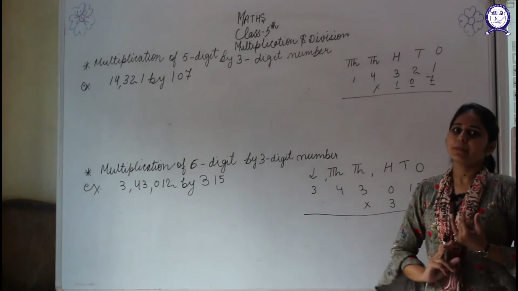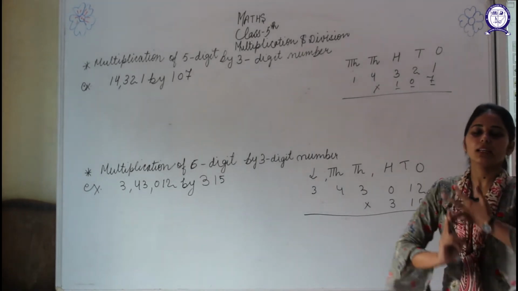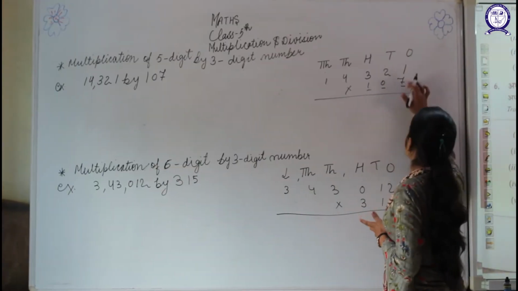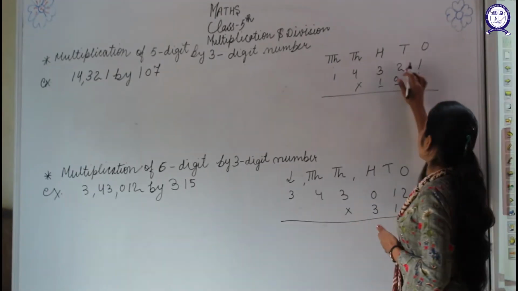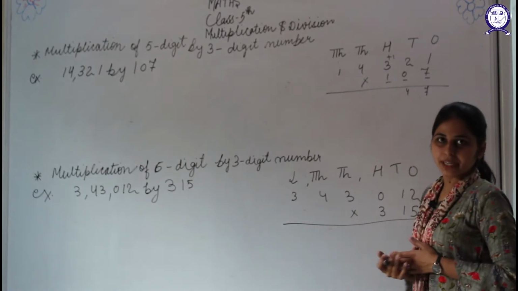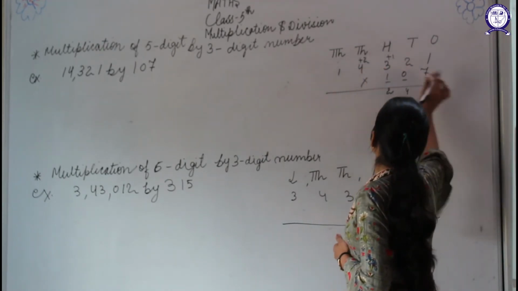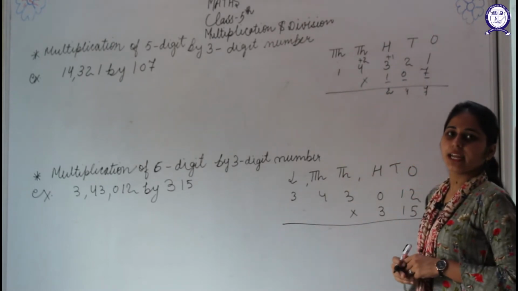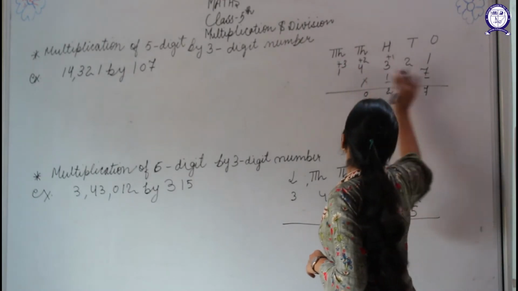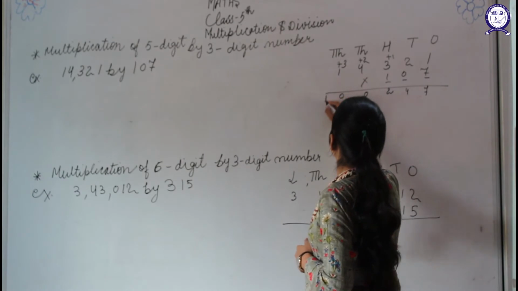Students, as you all know, when we multiply a number with 0, the answer will be 0, and any number we multiply with 1, the answer will be the same number. So 7 ones are 7, 7 twos are 14, carry 1. 7 threes are 21, 21 plus 1, 22, carry 2. 7 fours are 28, 28 plus 2, 30. Carry will be now 30. 7 ones are 7, 7 plus 3 will be 10.